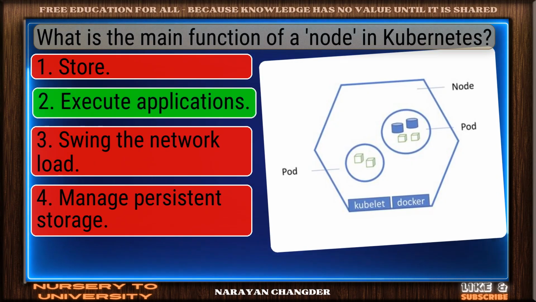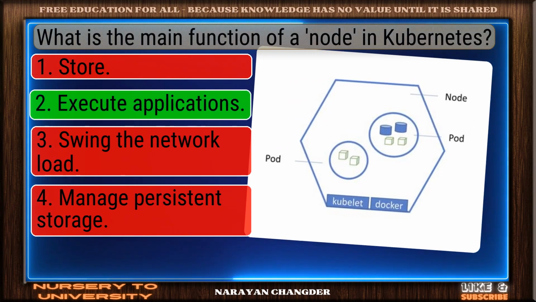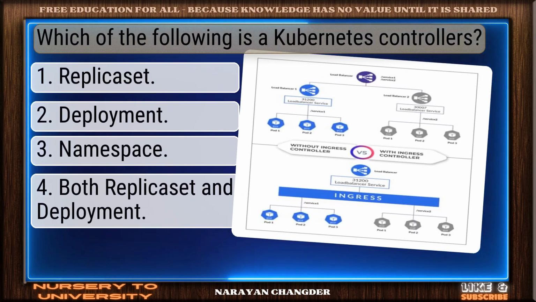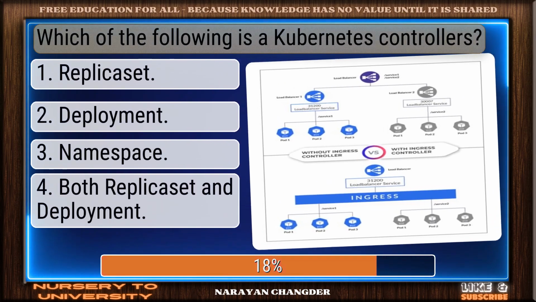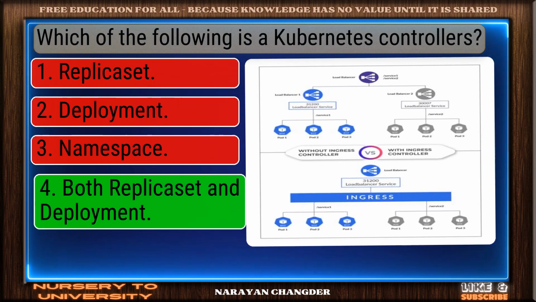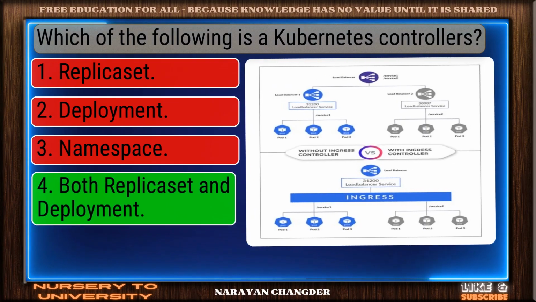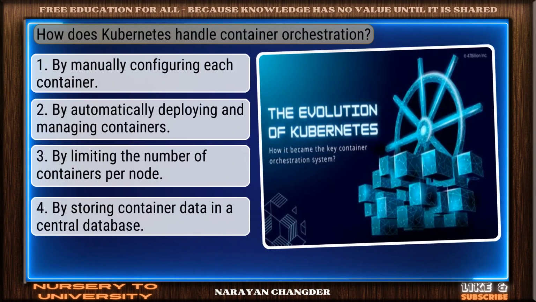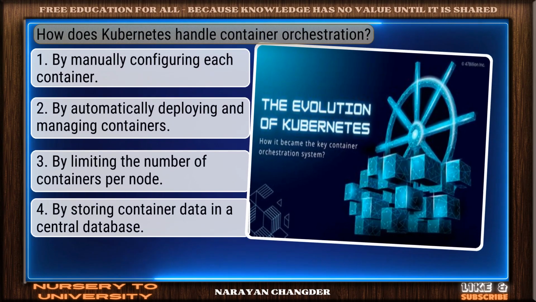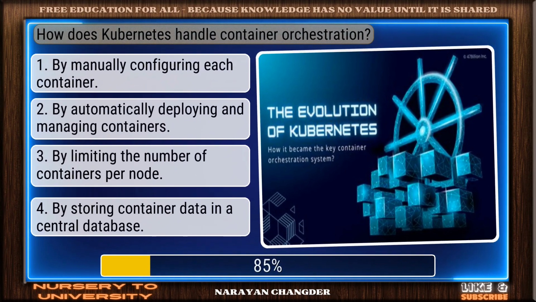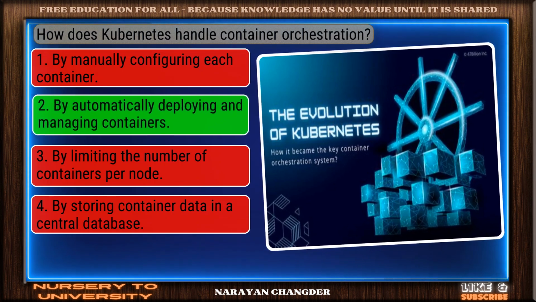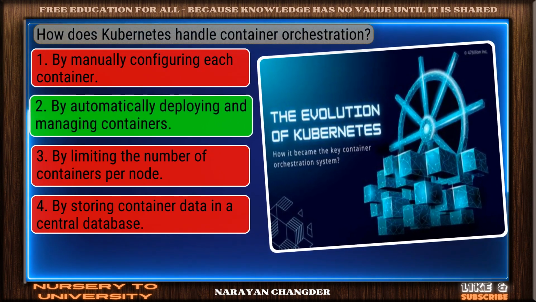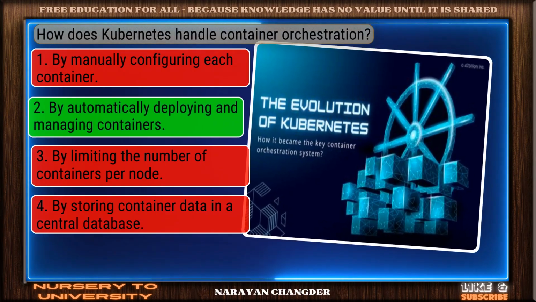You're right. Execute applications is the correct answer. Question number 40. Which of the following is a Kubernetes controllers? Excellent. Both replica set and deployment is a brilliant choice. Question number 41. How does Kubernetes handle container orchestration? Clear logic. Your choice by automatically deploying and managing containers is sound and 100% true.